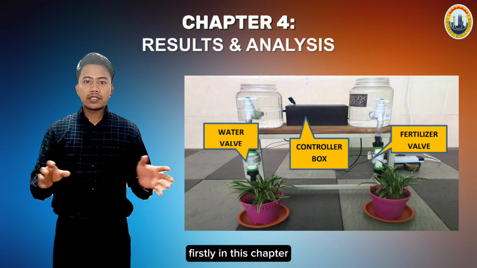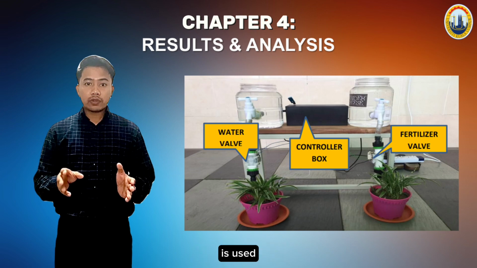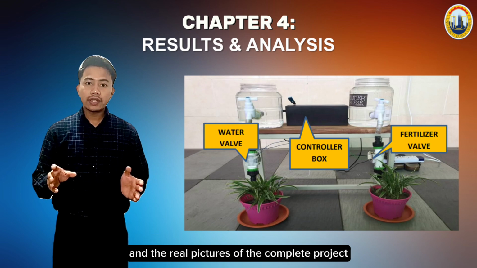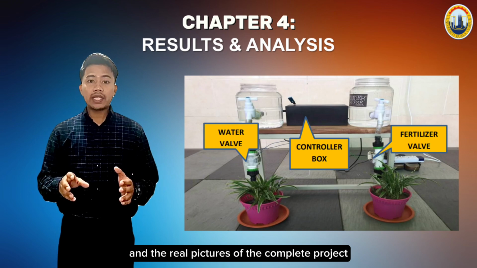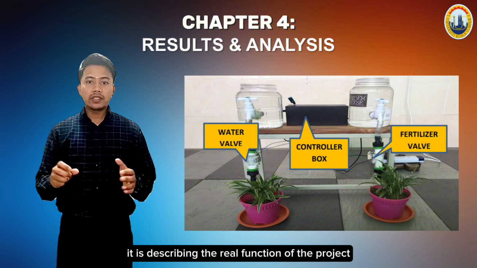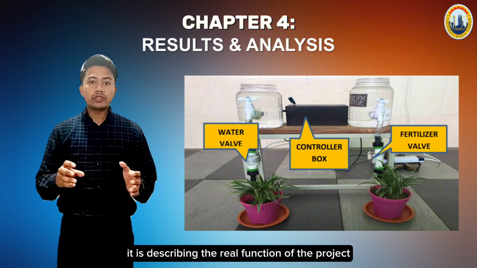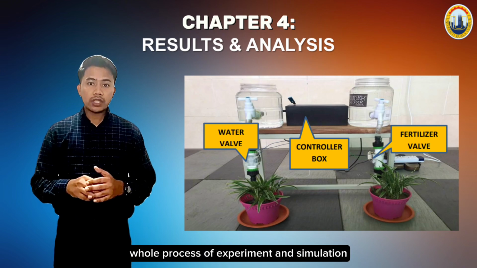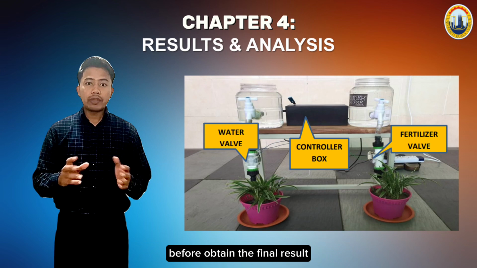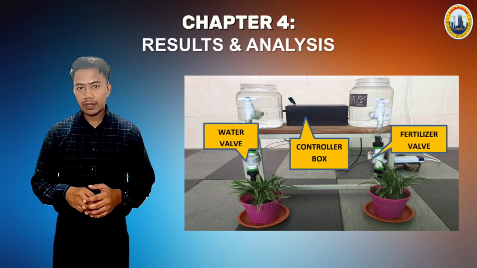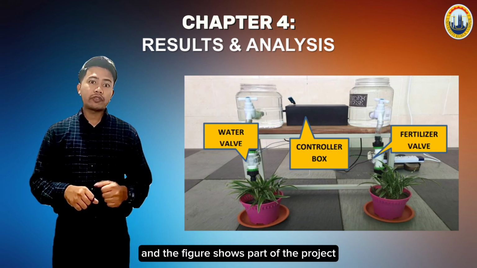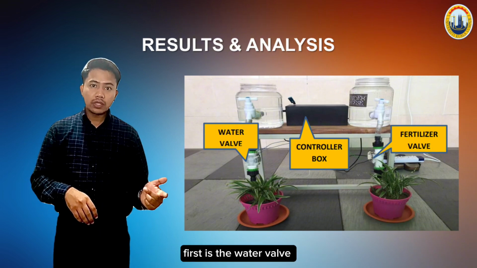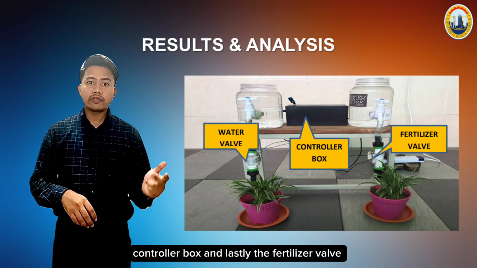Firstly, in this chapter, the project prototype is used, which contains the detail of the project result and the real pictures of the complete project. It is describing the real function of the project. Besides, it also determines the whole process of experiment and simulation before obtaining the final result, and the figure shows part of the project. First is the water valve, controller board, and lastly the fertilizer valve.